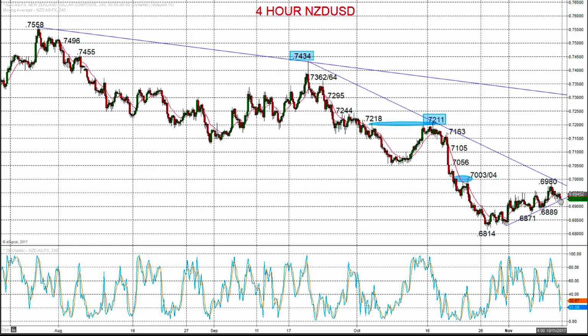But the market's set back on Friday, and we do see maybe the US dollar strength fading, and maybe the New Zealand dollar weakness returning going through mid-November, and we look for a more bearish theme to resume.